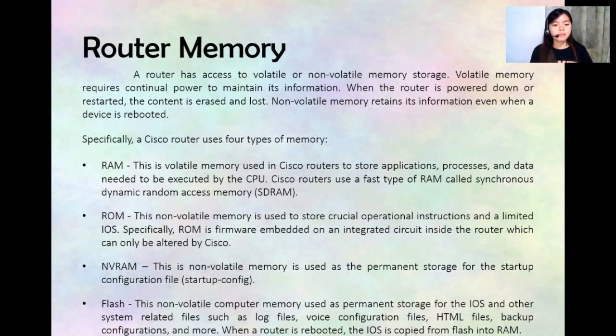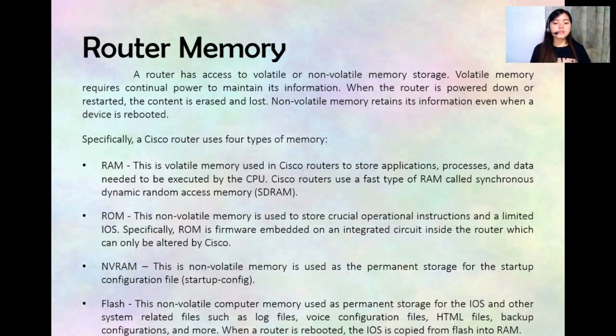RAM is volatile memory used in Cisco routers to store applications, processes, and data needed to be executed by the CPU. Cisco routers use a fast type of RAM called Synchronous Dynamic Random Access Memory, or the SDRAM. ROM is non-volatile memory used to store crucial operational instructions and a limited IOS.